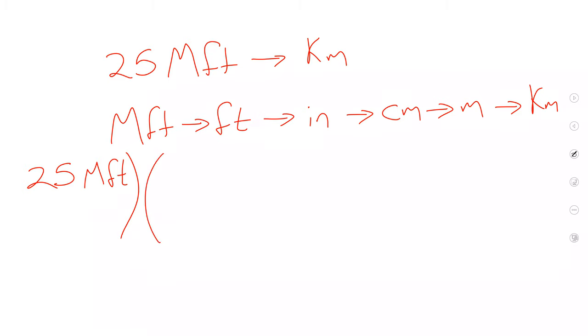So you can just do that, but you have to be really careful that you didn't multiply where you were supposed to divide or vice versa. So I always write it out. 1 megafoot is 10 to the 6 feet.